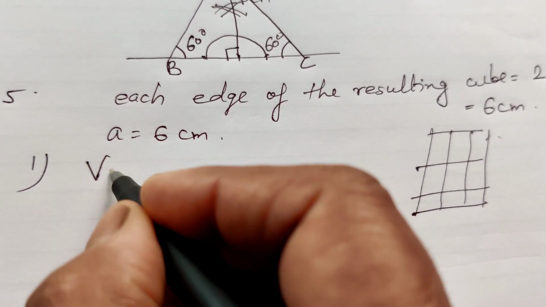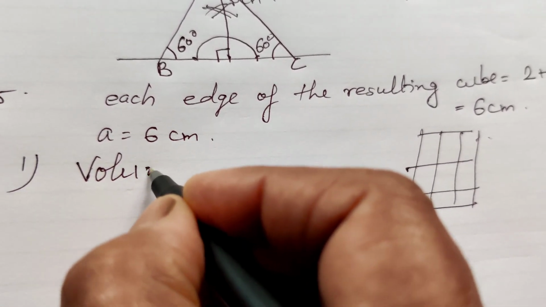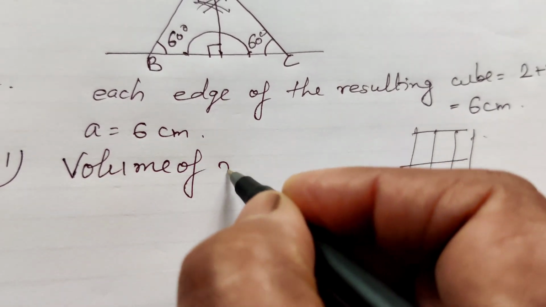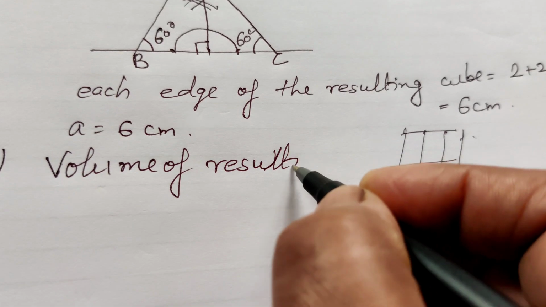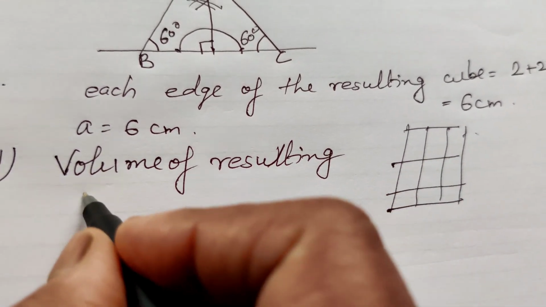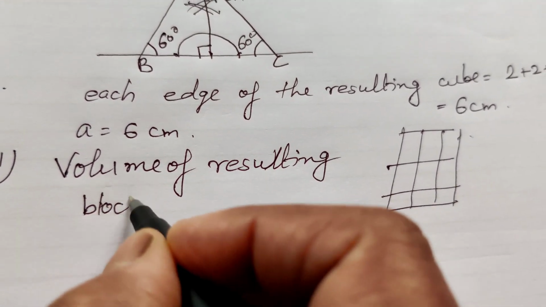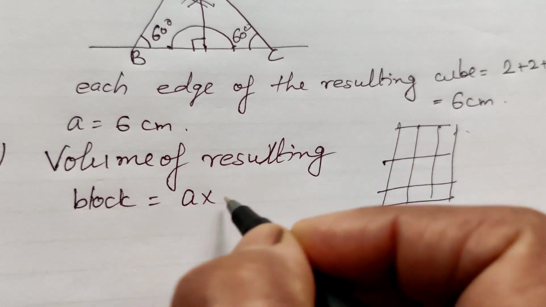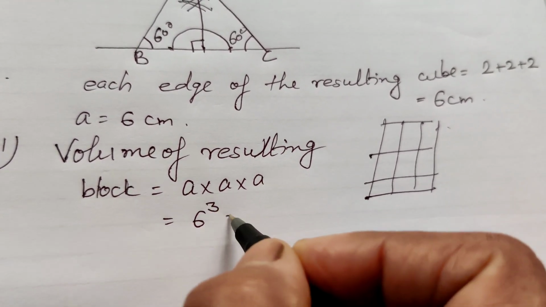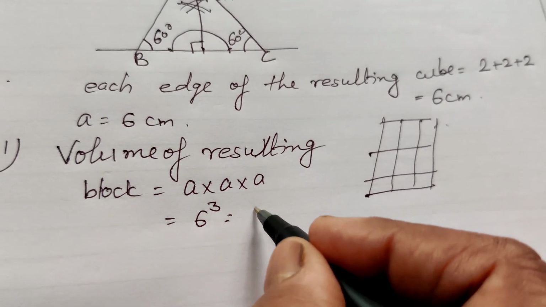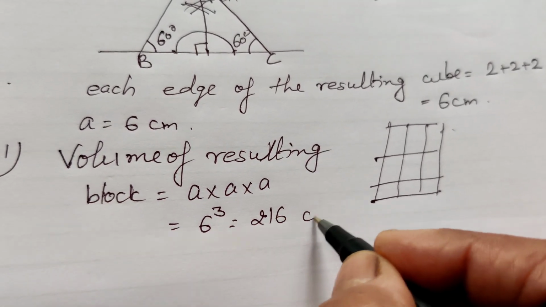First, volume of the resulting block. It is equal to a cube, a into a into a, which is equal to 6 cube, 216 cubic centimeter.